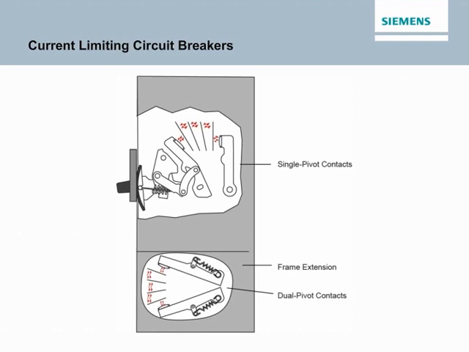Once the arcs are extinguished, the dual pivot contacts close on their own due to spring tension. The single pivot contacts are held open by the breaker mechanism, which tripped during the fault and must be manually reset. The frame on current limiting circuit breakers of this design is extended to allow room for the dual pivot set of contacts. Siemens products include current limiting breakers that can handle fault currents of up to 200,000 amps.